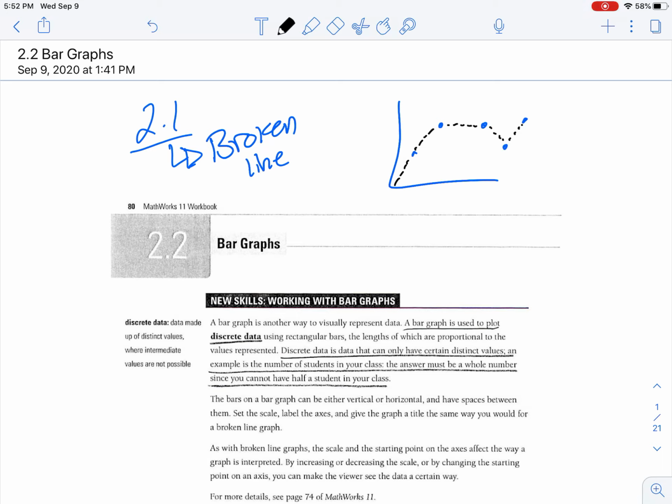Now, the thing about broken line graphs is, remember, you can have points in between these. So you could guess what a point was there. This only works for types of data where you can have fractions or decimals. So like time, you can have a portion of time, right? Like if this is 1 hour and this is 2 hours, you could have technically 1.5 hours, okay?